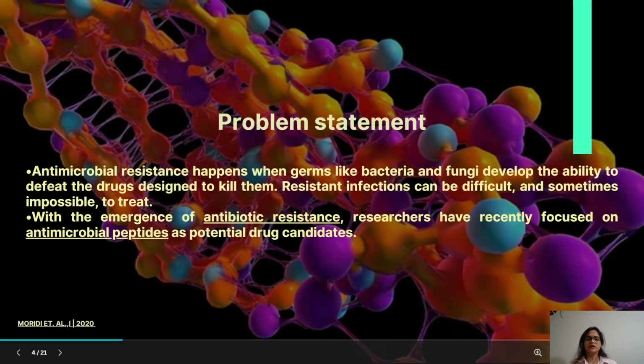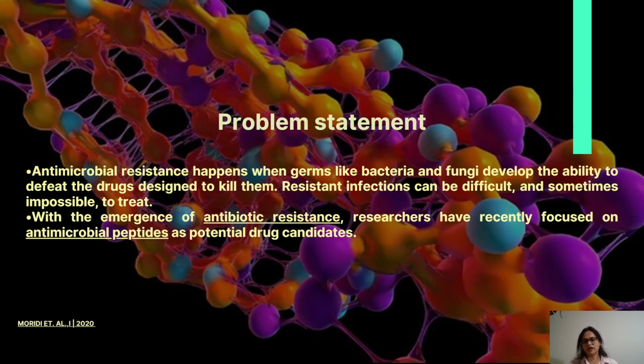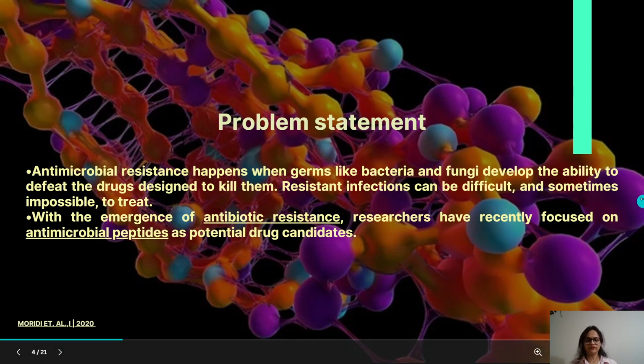So what is the problem? Antimicrobial resistance happens when germs like bacteria and fungi develop the ability to defeat the drugs designed to kill them. Resistant infections can be difficult and sometimes impossible to treat. With the emergence of antibiotic resistance, researchers have recently focused on antimicrobial peptides as potential drug candidates.